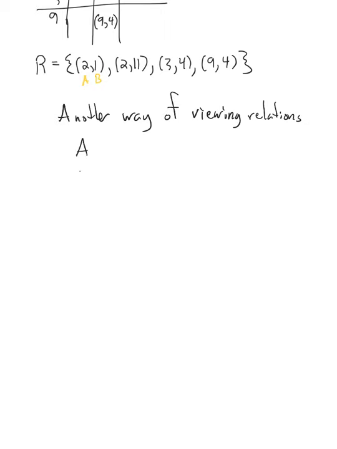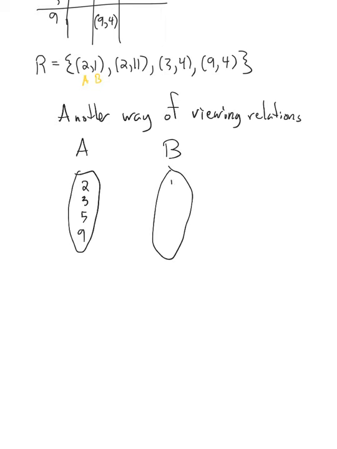Well, we can put all the elements of the set A over here. They are 2, 3, 5, and 9. And we can put all of the elements of B over here: 1, 4, and 11. And we can draw arrows between the elements that are related. So we know 2 is related to 1, 2 is related to 11, 3 is related to 4, and 9 is related to 4. So this is another way of viewing the set R.